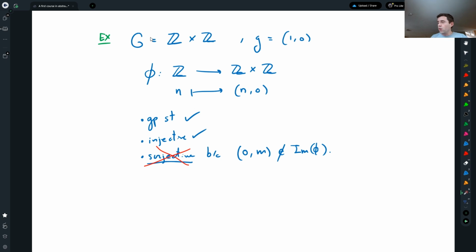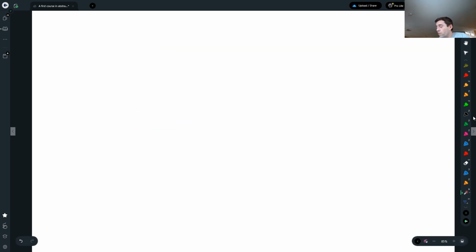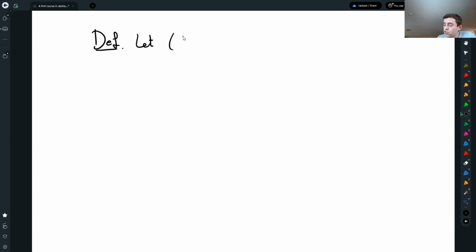So because of all of these things, we define maps that preserve group structure. Those are going to be called homomorphisms, and they are important in their own right. So let G and H be groups.